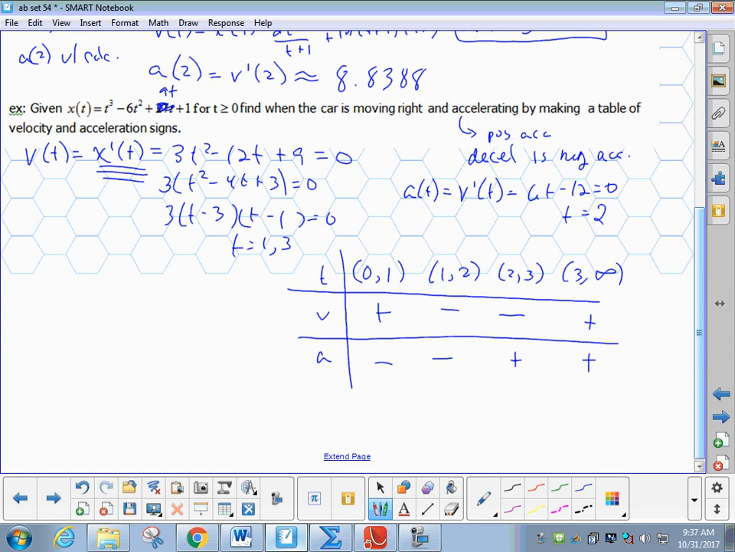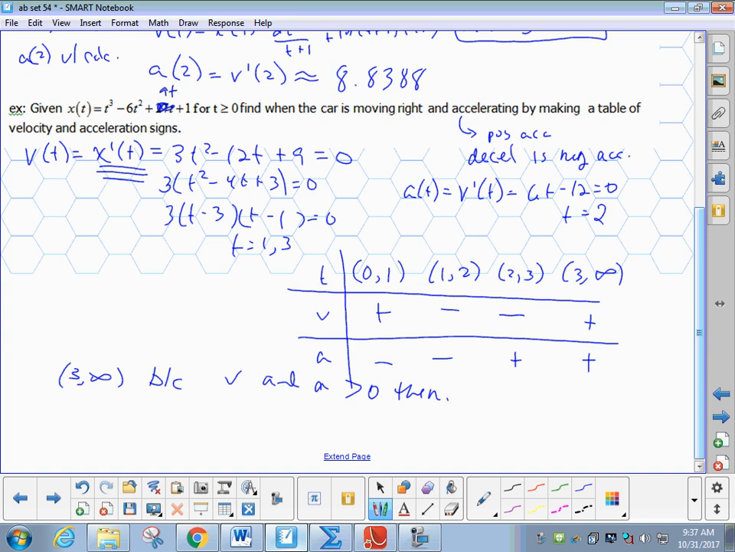So now let's answer the question. When is the car moving right and accelerating? Car is moving right and accelerating on what time frame? 3 to infinity. And if they ask for justification, it would be because velocity and acceleration are positive.